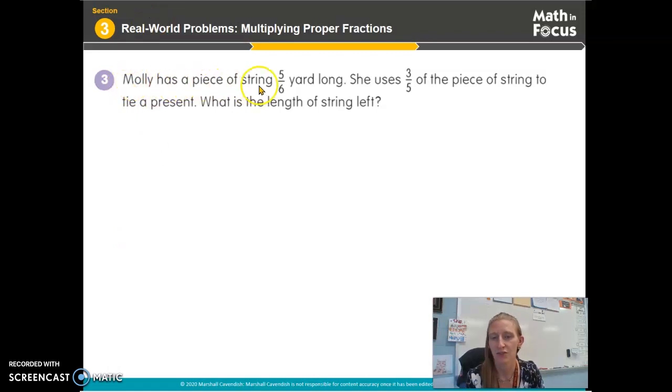Molly has a piece of string 5/6 yard long. She uses 3/5 of the piece of string to tie a present. What is the length of string left? Okay, the very first thing I always do is I like to underline the question, so that way I know what I'm looking for when I do my work.